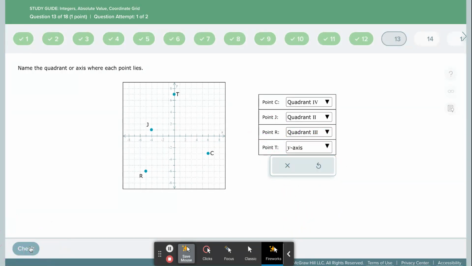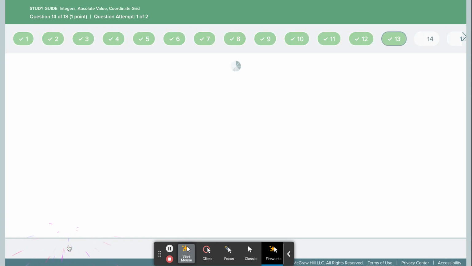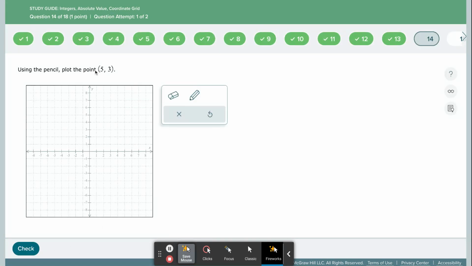Okay. I like the firework thing, but I doubt I stick with it because it's a little distracting as well.